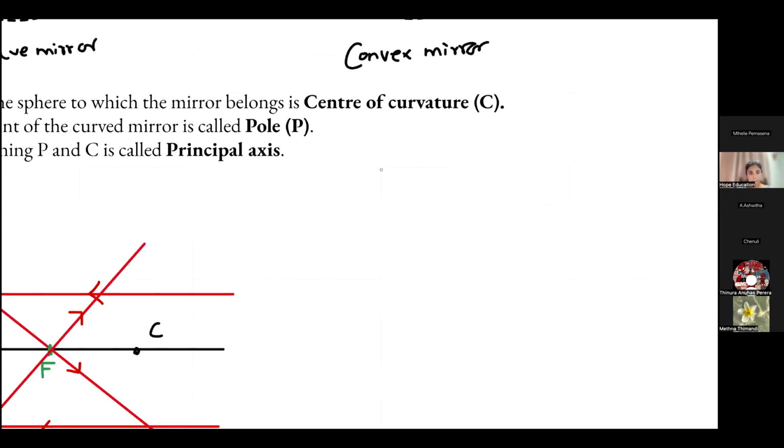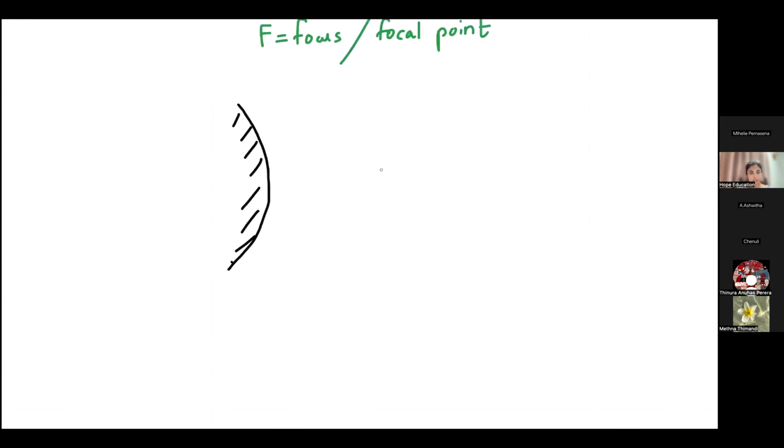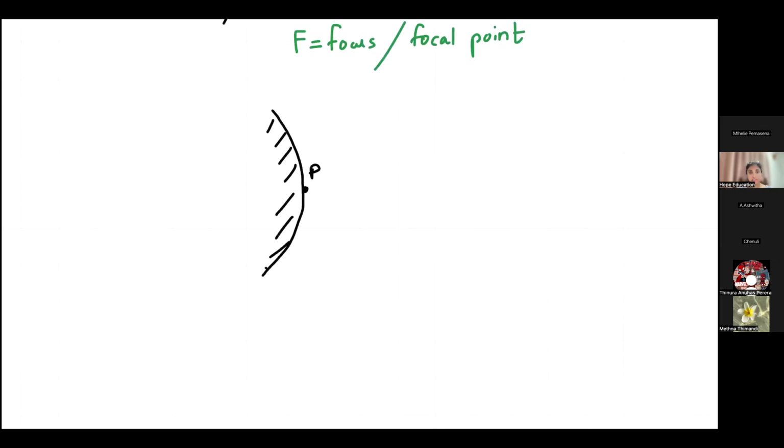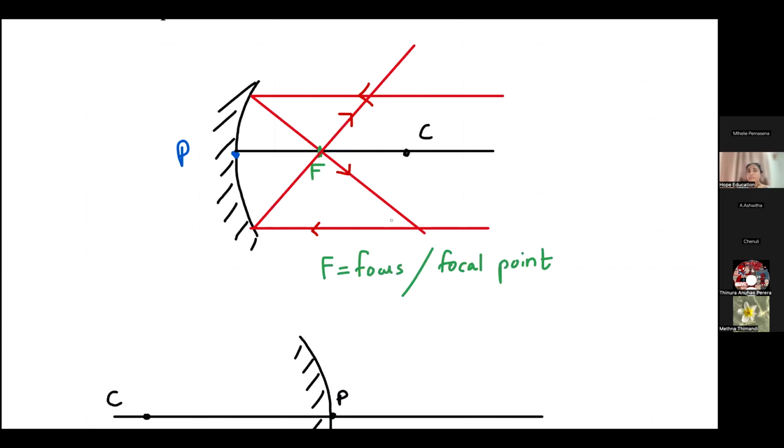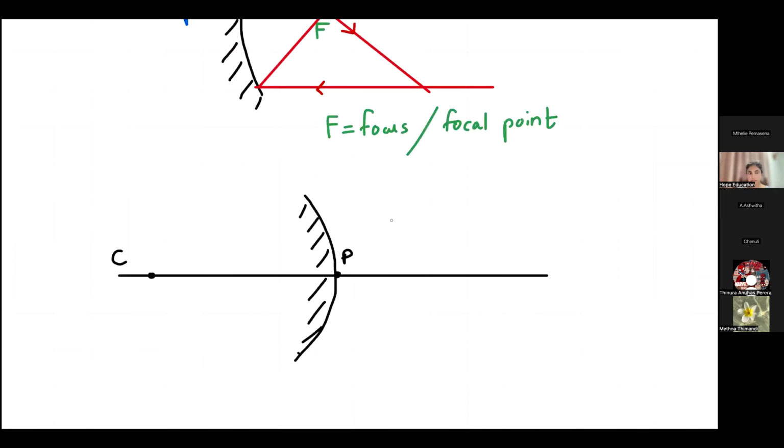So here, if this is the pole, and if this is the principal axis, the center of curvature is behind the mirror, like this. Not at the front of the mirror. That means for a concave mirror, the center of curvature is in front of the mirror, but for a convex mirror the center of curvature is behind the mirror. Is that clear to you, Lamai? Thumbs up, please.